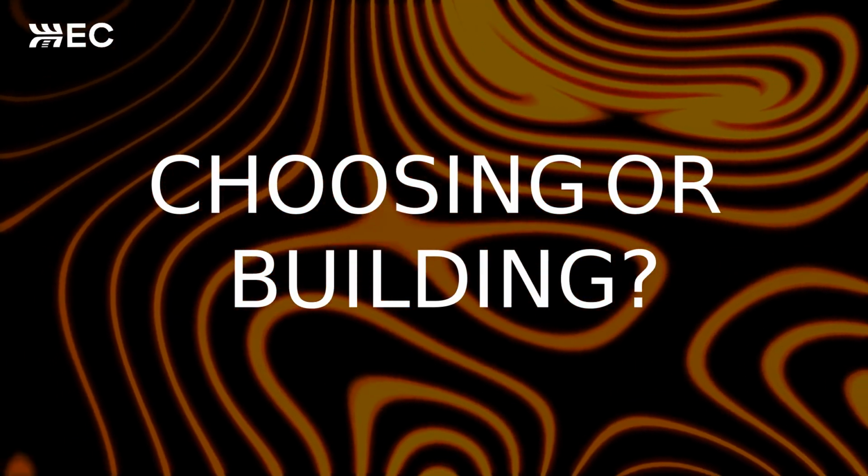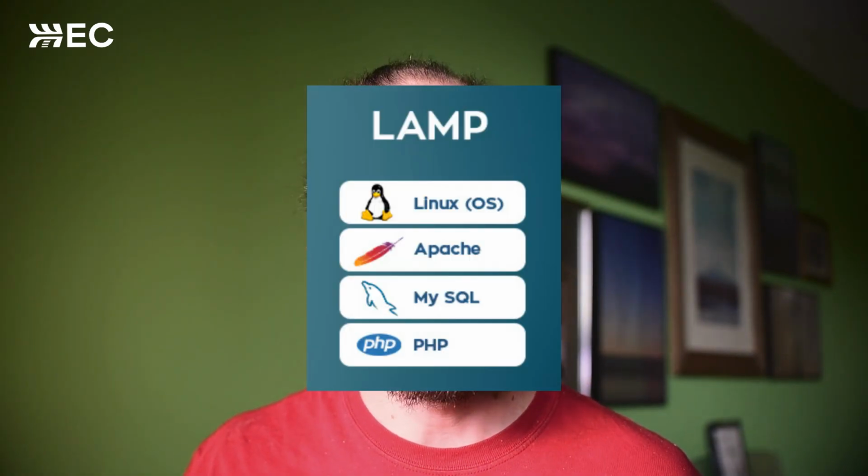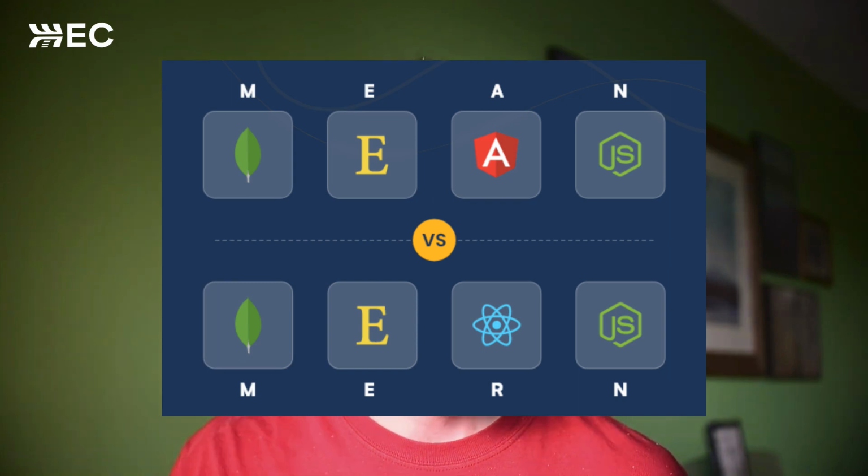So are we talking about choosing a tech stack or building a tech stack? There are some tech stacks that are off the shelf, kind of. You might have heard of things like the LAMP stack, or you might have heard of MERN and MEAN. But by and large, even if you use a commonly referred to stack like MERN, MEAN, or LAMP, you're going to be setting up each of the components independently.